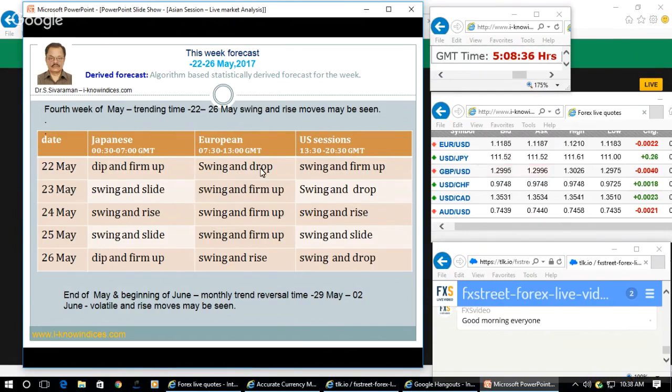In that process, what they do is they hold high and build a sell position, drop and buy back. Then again, they are expected to make swing and rise, firm up and rise on Wednesday. Then Thursday, they are expected to make the slide. Then on Friday, they are expected to make the dip and firm up during the Japanese session, swing and rise during the European session, induce the short sellers to do the short covering, and then drop, induce the long holders to liquidate the long positions. So either way, they will try to punish the traders.